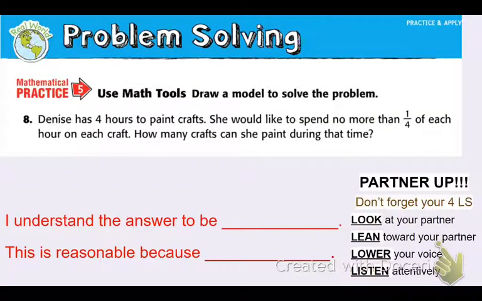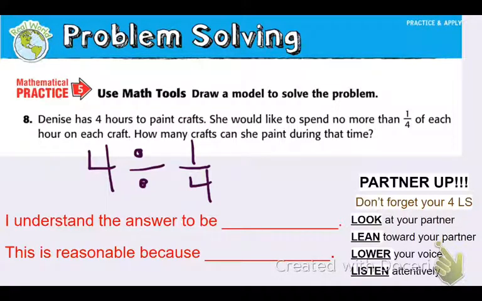Denise has 4 hours to paint crafts. She would like to spend no more than 1/4 of each hour on each craft. How many crafts can she paint during that time? Well, the first thing I need to do is set up the problem. I have 4 hours, and she's going to be painting 1/4 of each of those hours. Let's try to figure out how many crafts she can paint.